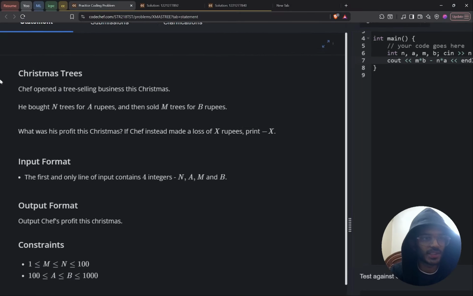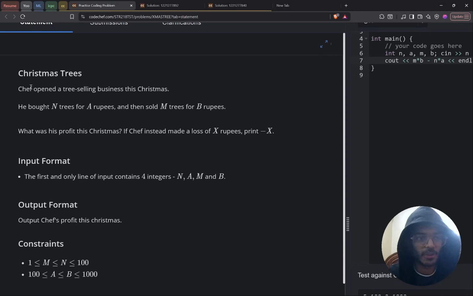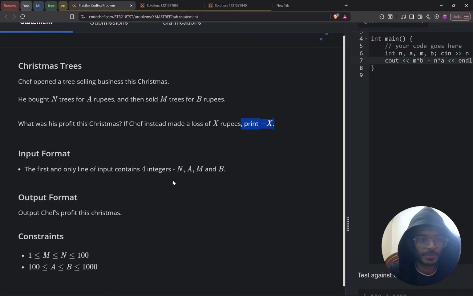Today's question is Christmas tree. In this question, chef opened a tree selling business this Christmas. So he bought N trees for A rupees and he sold M trees out of them for B rupees each. Now, what was the profit this Christmas? If chef instead made a loss of X rupees, then we need to print minus of X.